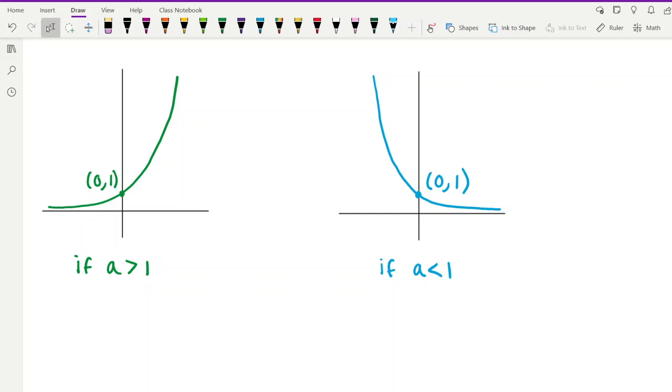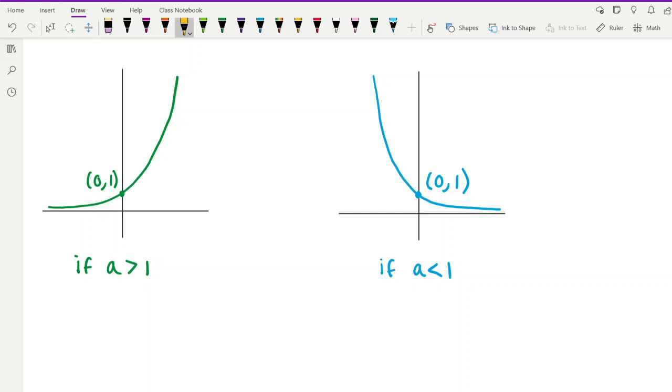Those two shapes depend on whether that base number is greater than 1 or less than 1. On the left, we have the shape that you'll have if your base is greater than 1. Then your function is going to increase from left to right. It's going to have a horizontal asymptote on the left side at y = 0. And then on the right side, it's just going to go up and up and up and get steeper and steeper.